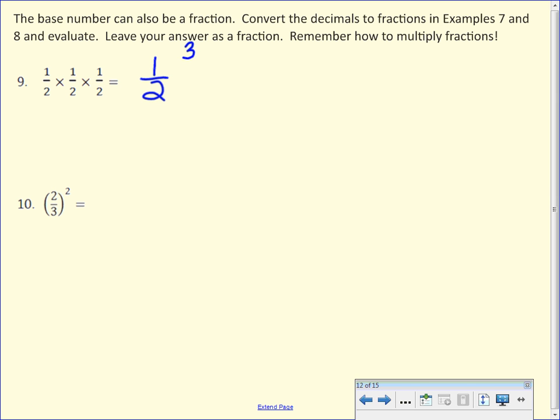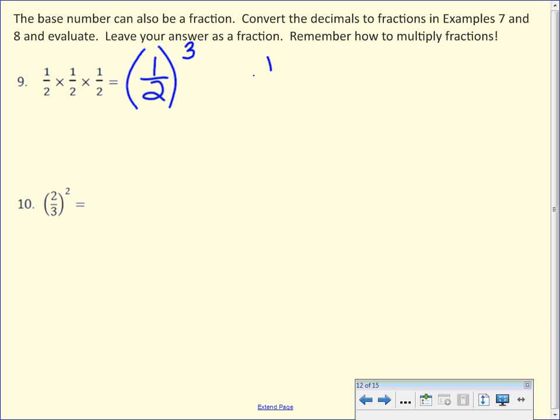What have we been using to keep integers together? Parentheses. So you have to put parentheses. This way the whole 1/2, the whole fraction, is being cubed. So the entire fraction is being cubed.